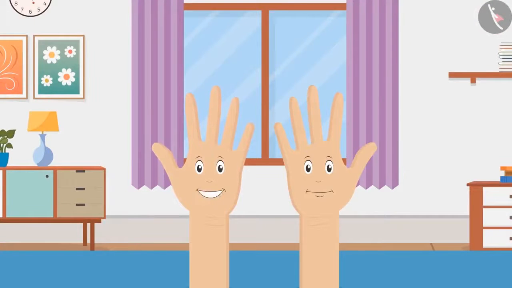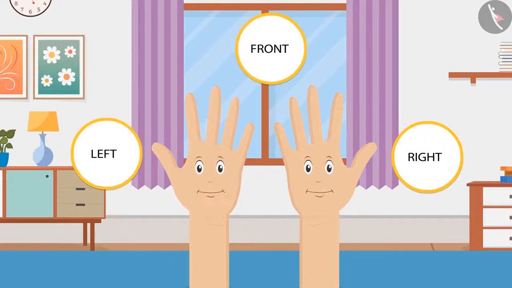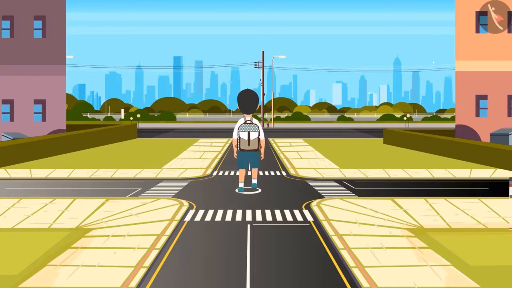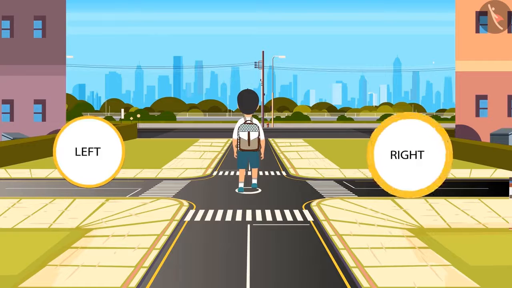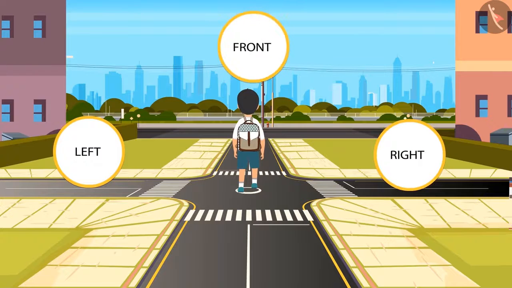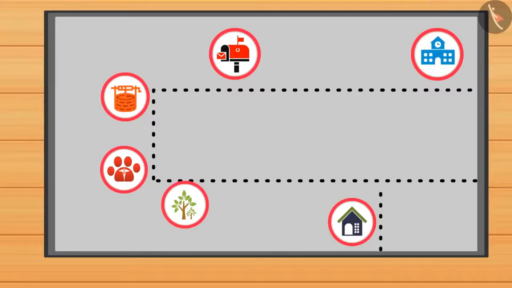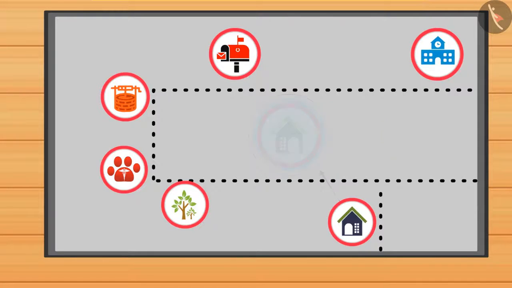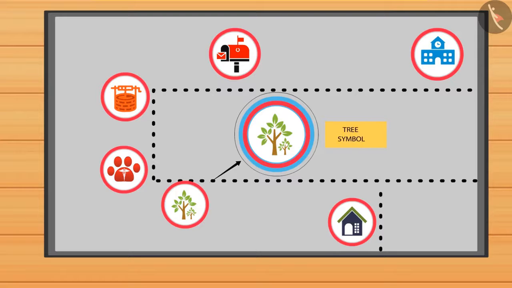Children, you too should draw a map from your home to school. And while doing so, remember right, left, front and back. Practice guessing in a second. What lies to your left, to your right, in front of you and at your back? Also remember how we drew a map and practice making maps of different places using different signs.